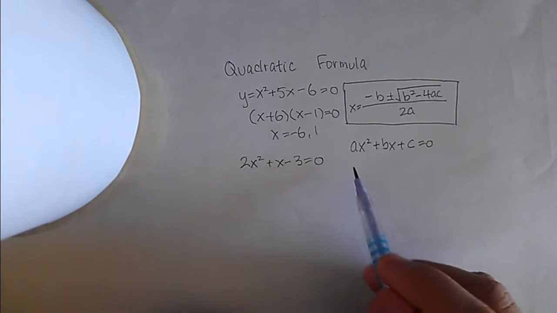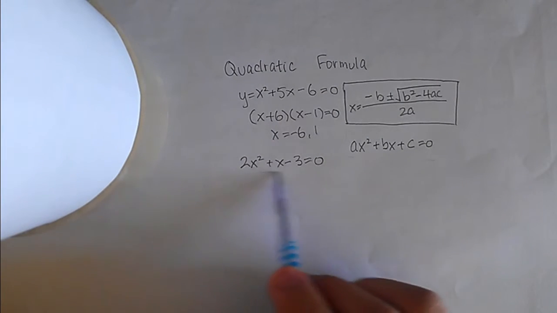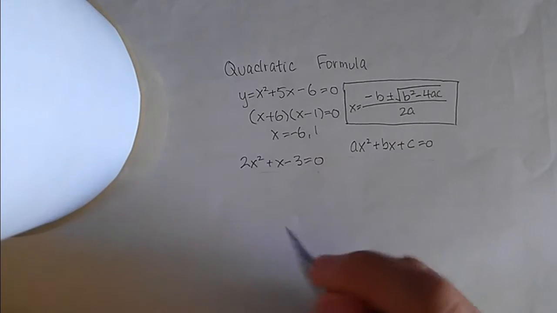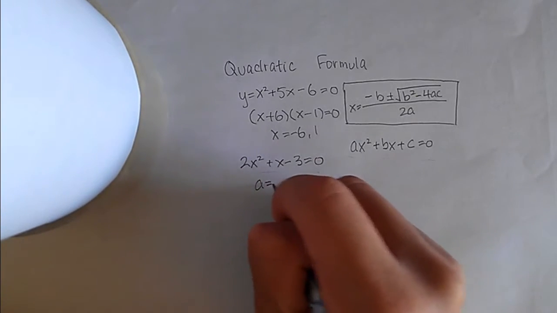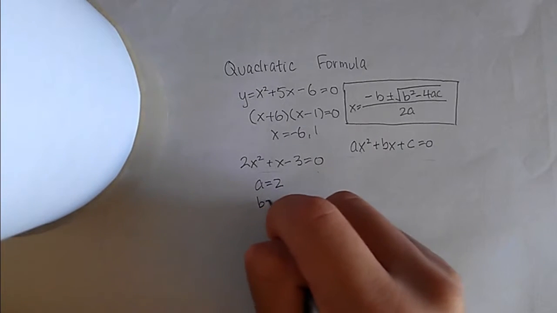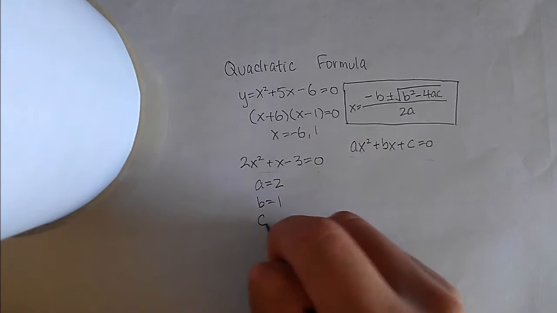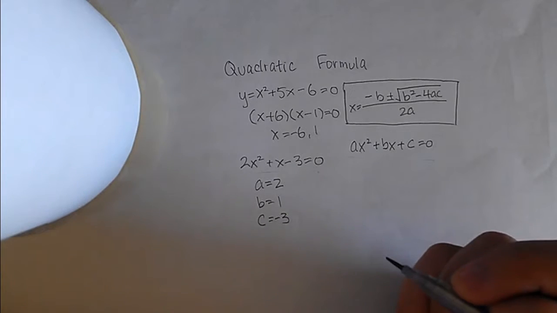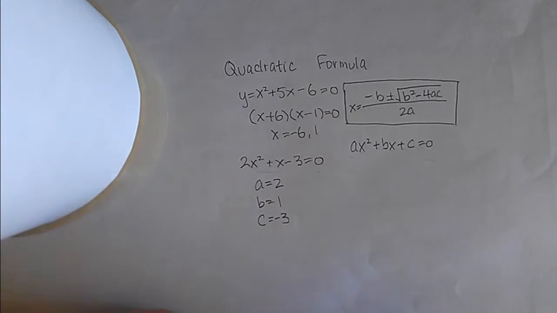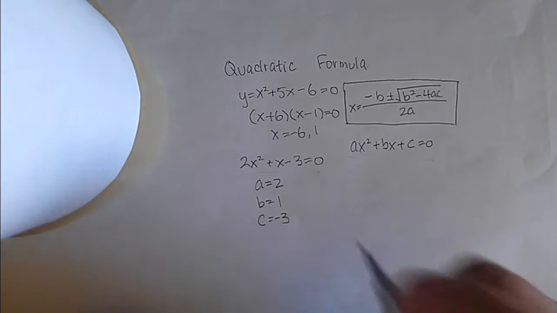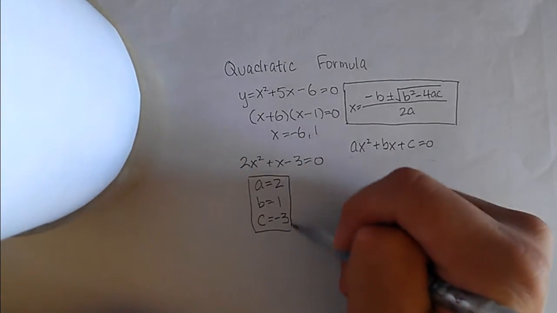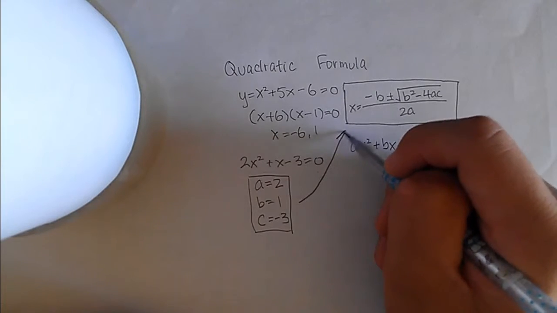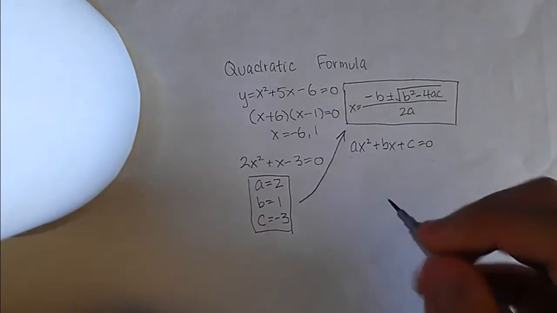Now, can you see the similarity between this equation and this equation? Yeah. So in this case, a would be equal to 2, b would be equal to 1, and c would be equal to negative 3. Now, all we have to do is plug these three numbers into this formula. Okay, so let's do it.